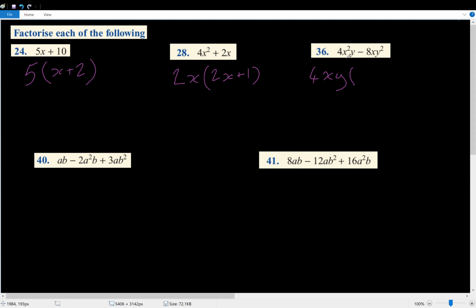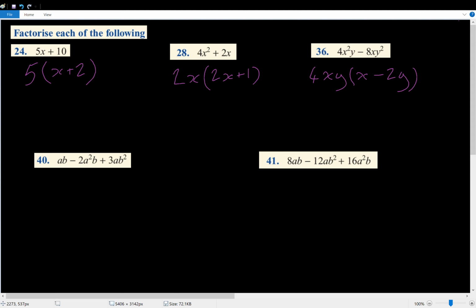So 4x squared y divided by 4xy is just going to be equal to x. And 8xy squared divided by 4xy is going to be equal to 2y. Like that. And that's that factorized out.